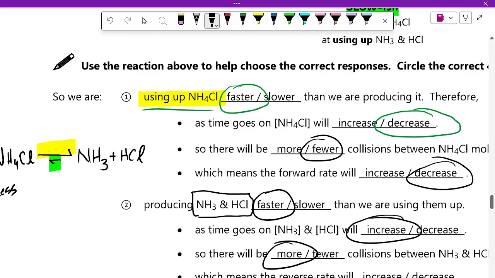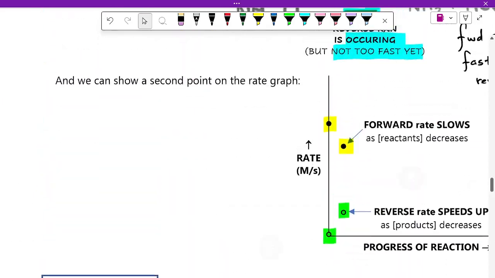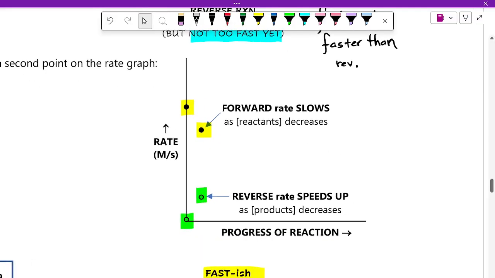More collisions, which means that the reverse rate will increase, okay? So again, on our graph, what do you think that's going to look like? The points are going to go like this, and then this one's going to go like this. Can you predict what will happen next? They're going to go towards each other, and eventually they're going to reach dynamic equilibrium.